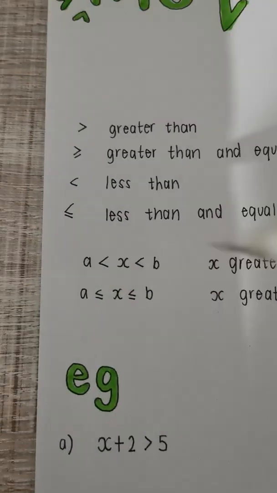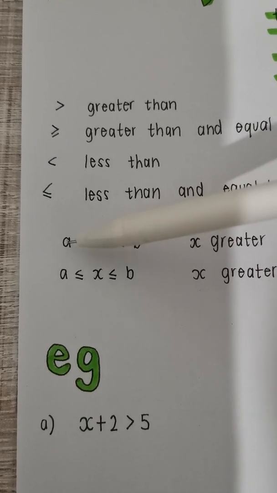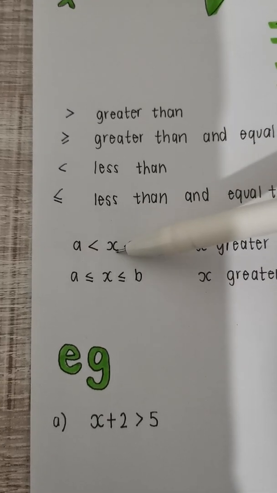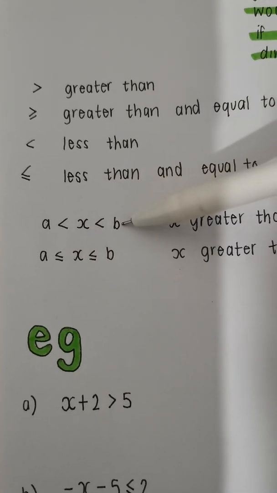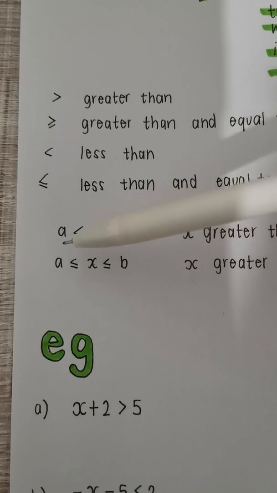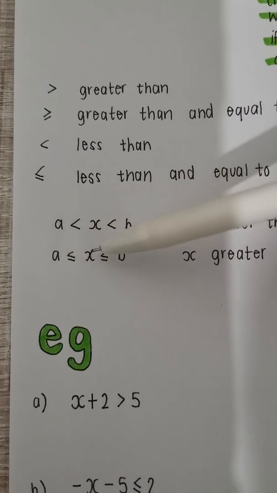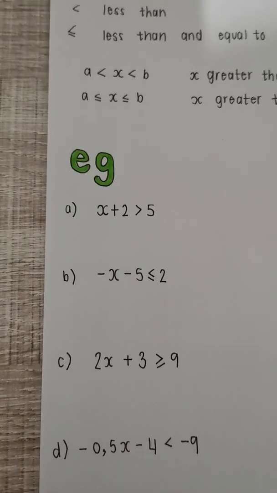You might get some that are like this between two numbers. This here means x is between a and b. Okay, so x greater than a, but less than b. Okay, I wrote it out here for you. X greater than and equal to a, but less than and equal to b. Let's go through the examples.